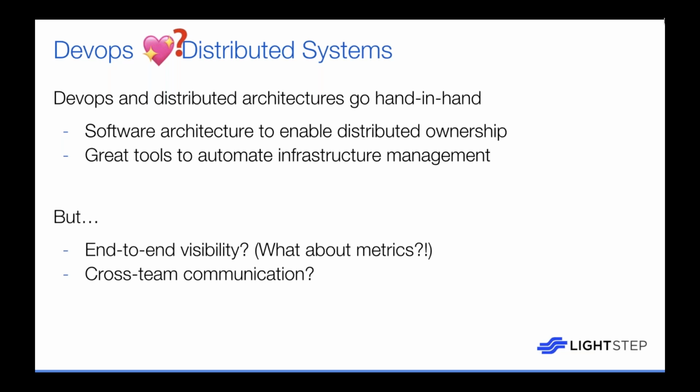Sure, we've created these really strong abstractions, we've built loosely coupled teams, but what about end-to-end visibility? What about understanding what our users are seeing? Is that something that we can solve with metrics? What about not just in our software, but in our organization? How do we communicate across teams? How do we find the right team to communicate to in the middle of an incident?